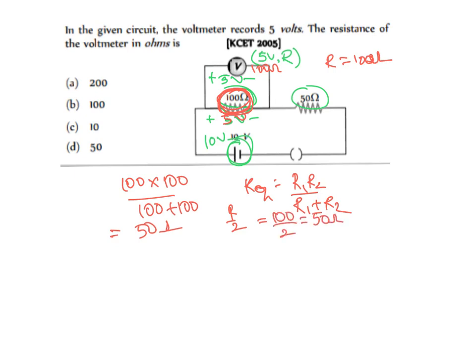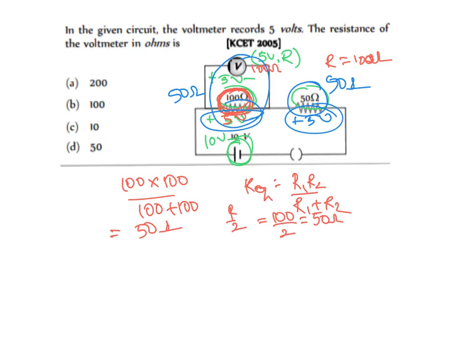Suppose the combination is 50 ohm. If it is 50 ohm, and here it is again 50 ohm, then at that time this 10 volt will be divided equally, correct? That is the reason why it is 5 volt, and this must also be sharing the plus 5 volt. So the law of conservation of energy is successfully applied here.